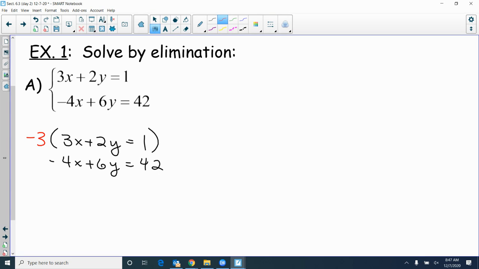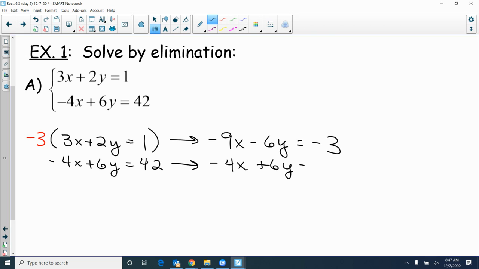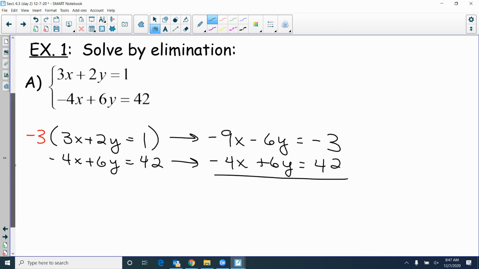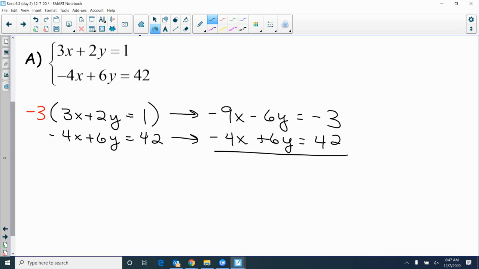Now, when you do this, -3 times, you got to multiply every little piece. So -3 times 3x is -9x. -3 times 2 is just -6y. And don't forget, you got -3 times 1, which is -3. And now this other one I didn't touch. Okay. All right, now you take a look. The whole point is something adds up to 0.